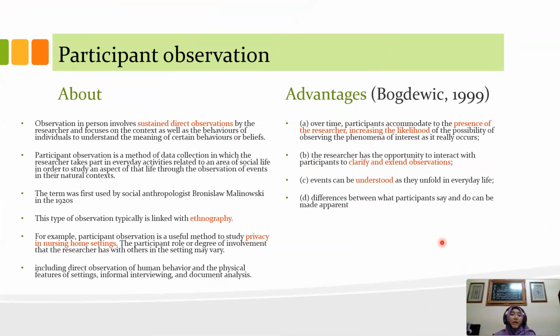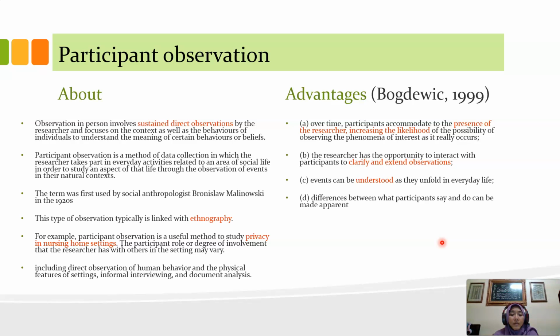Next, we look at participant observation. Basically, participant observation is direct observation by the researcher, focusing on the content as well as the behaviors of individuals, to understand the meaning of certain behaviors or beliefs. Participant observation is a method of data collection in which the researcher takes part in every activity related to an area of social life in order to study an aspect of that life through observation.